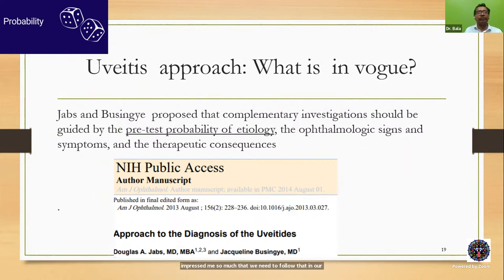Sometimes what is followed in Western countries is different from our Indian setup because the pre-test probability of the disease is different. The therapeutic consequences are going to be entirely different. So you need to be adaptive to the changing environment of the disease entirely. So pay special attention to the pre-test probability of the disease entity in your local environment.